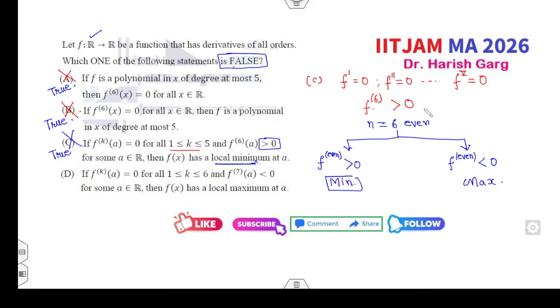On the other hand, if my odd derivative is non-zero, then we will get neither maxima nor minima. Fine. So यहाँ पे देखो, seventh derivative is non-zero. So then it has a local maxima. That's a false statement. Fine. And that is called as D is the right answer of the problem.